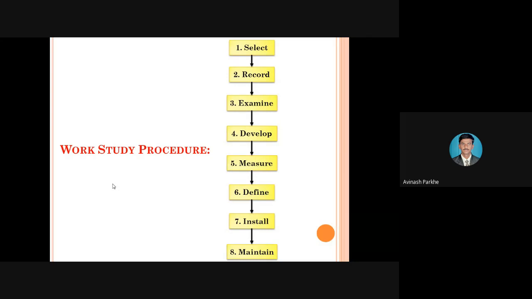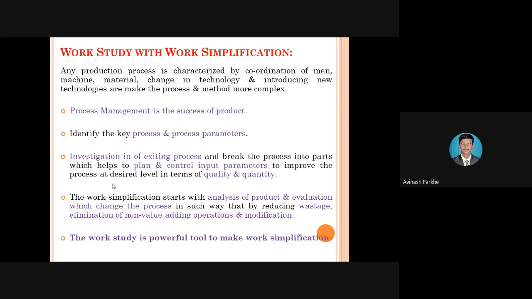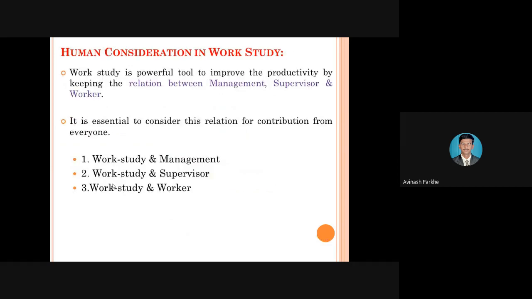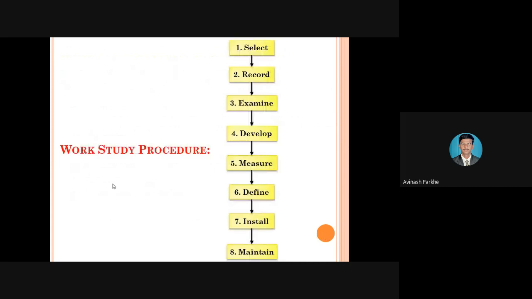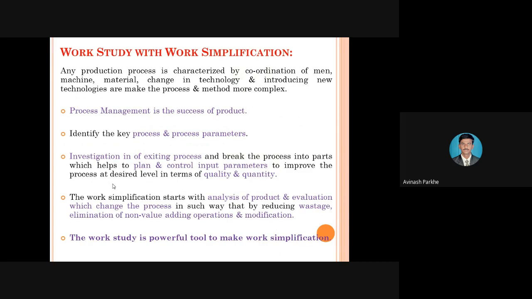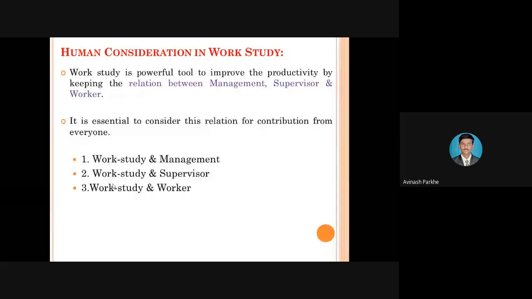While implementing these procedures, we have to apply the concept of work simplification, and we have to apply the concept of human considerations in these 8 procedures. If there is no role of management, no role of supervisor, no role of the workers in this process, it is not possible to modify the process. It is not possible to develop the new method. It is not possible to modify the existing processes. Therefore, human considerations along with work simplification play a very, very important role in the concept of work study. So this will be the last point of this chapter.